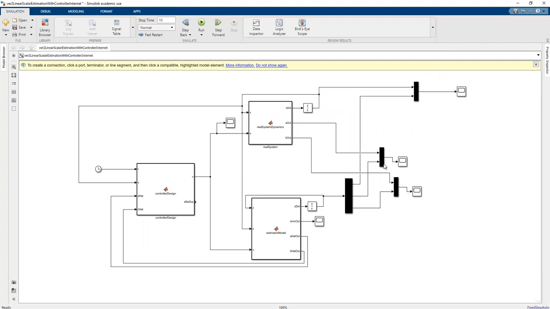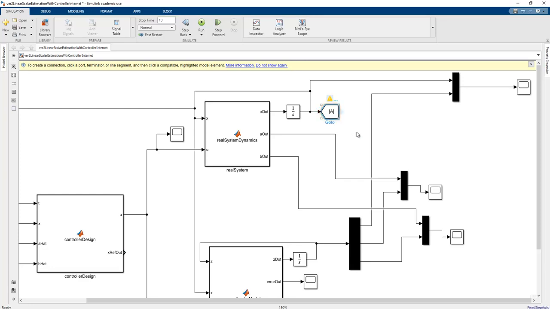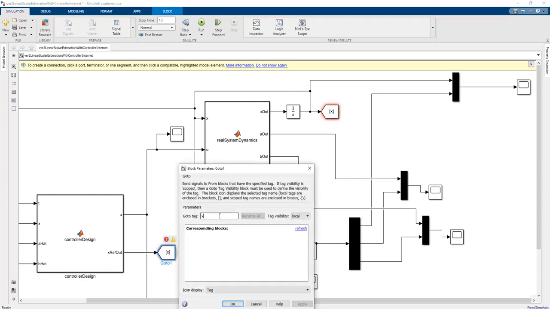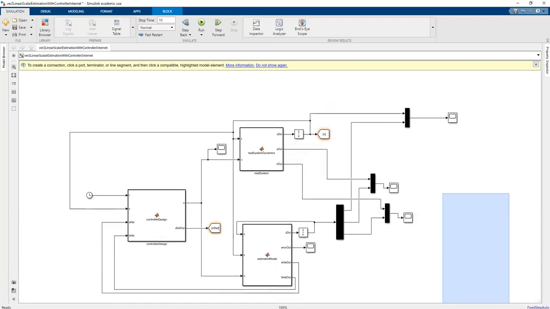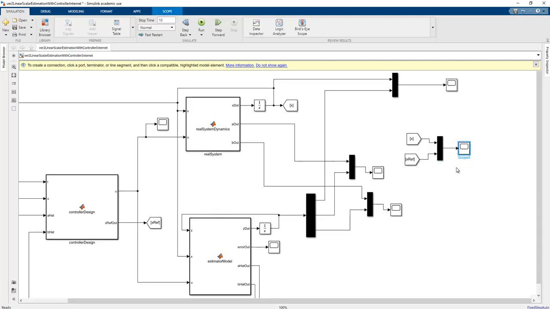This is the estimation error, but we can use goto in here like this one. This should be equal to the X, and this should be the X ref. And so we can compare the whole results in here like this. Okay, we have a mux in here, and so we need to give some scope in here.